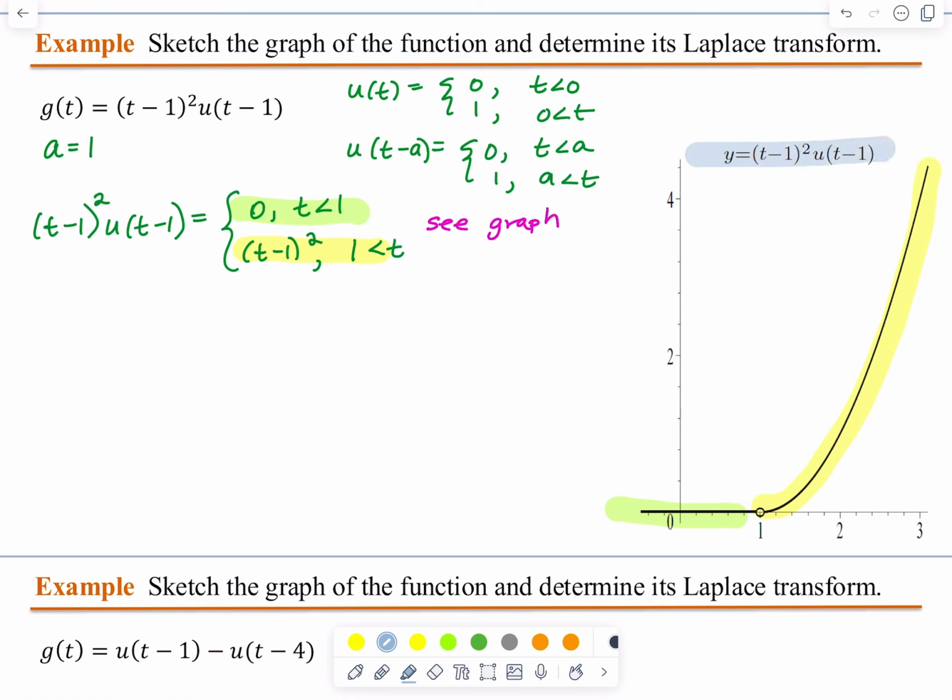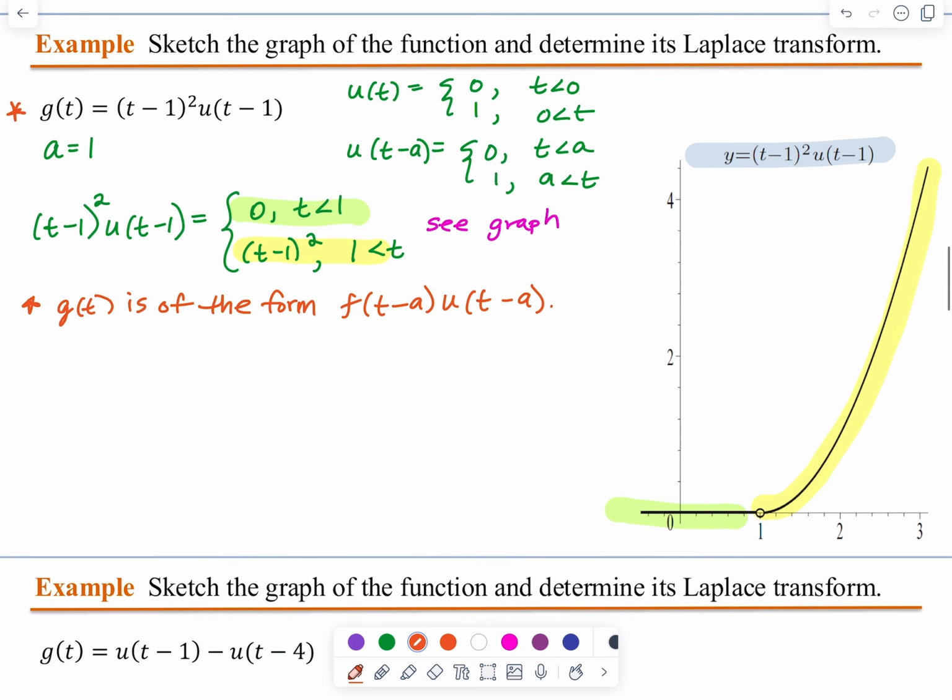So now we do notice that this g of t is of the form f of t minus a multiplied by u of t minus a. So now we will apply our property.